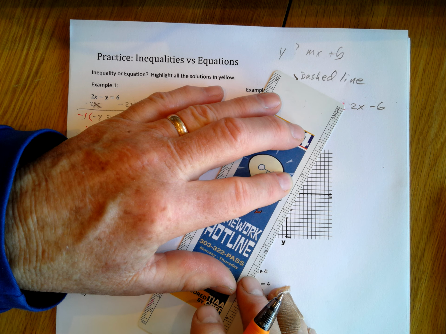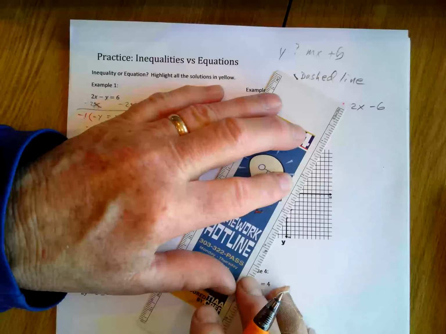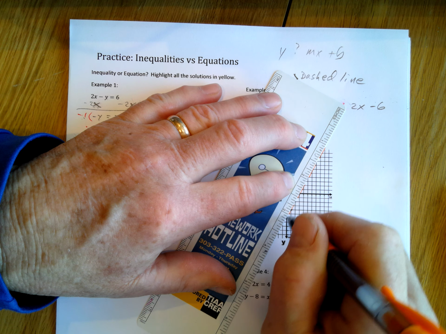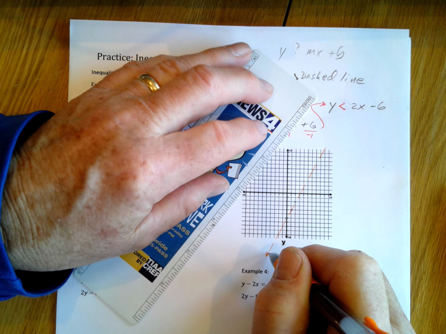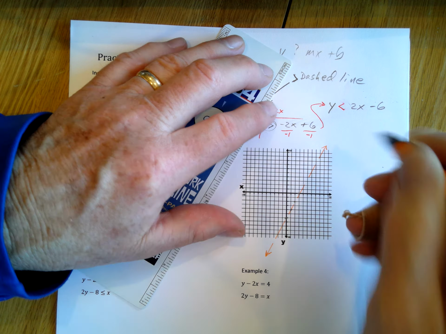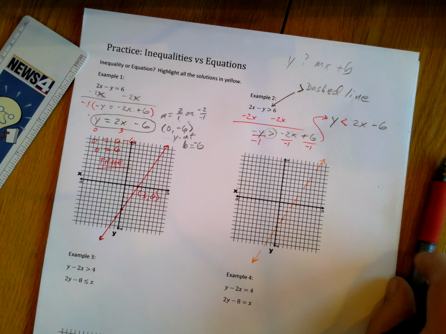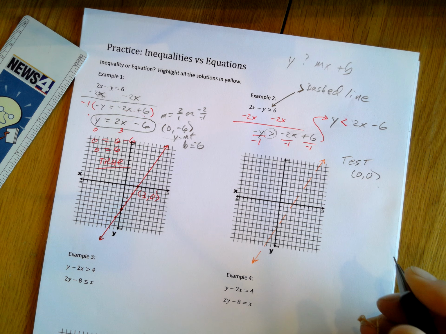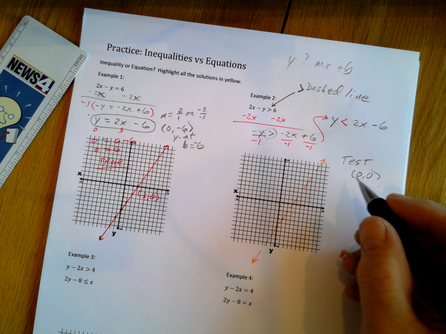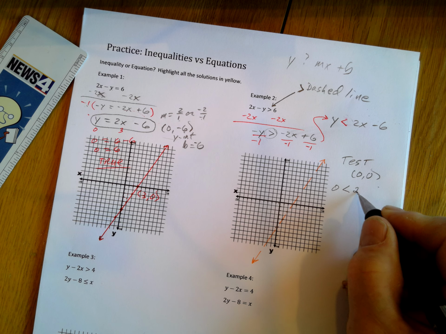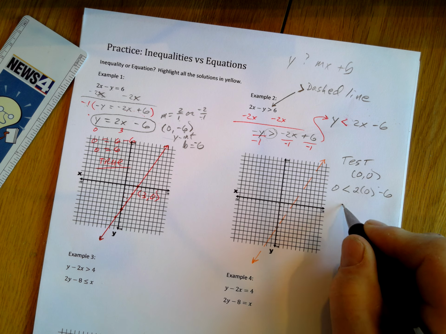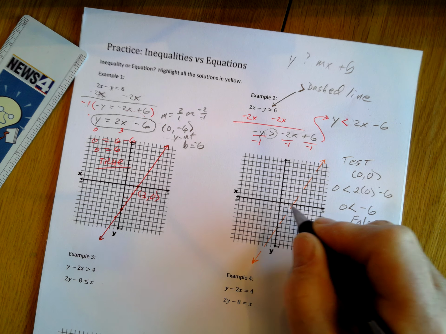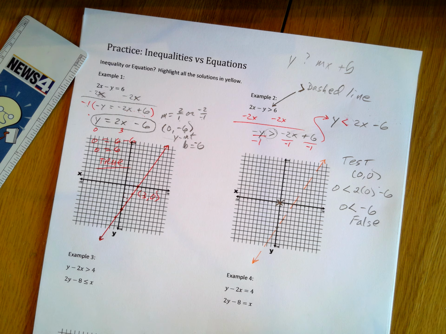So we line up all of our points that we just made, and I'm okay with that. And then I just make dashed lines, okay? Now, let's go through this like we've never done it before. I'm going to test 0, 0. Why 0, 0? Because it's real easy to work with. I write 0 is less than 2 times 0 minus 6. 0 is less than negative 6 is false. So this is not in my solution set.